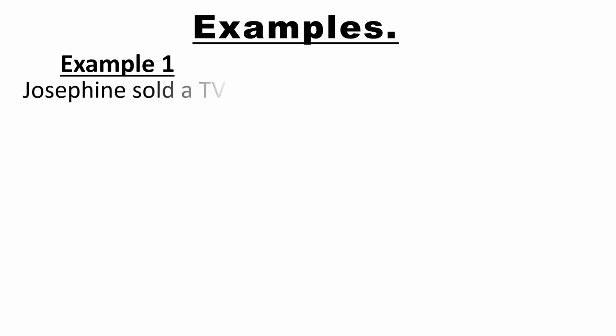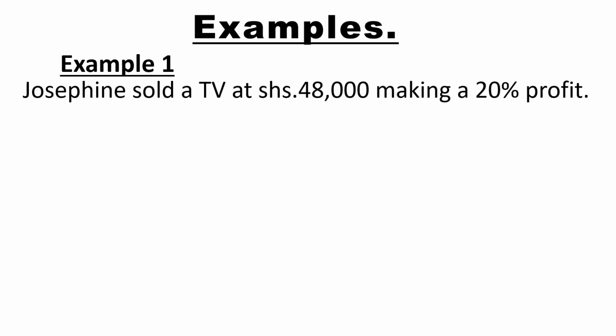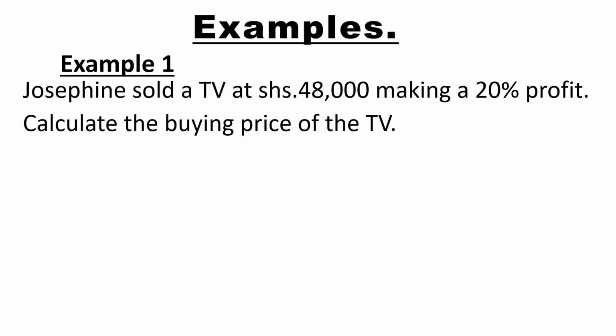Examples. Our first example: Josephine sold a TV at 48,000 shillings, making a profit of 20%. Calculate the buying price of the TV. Solution.